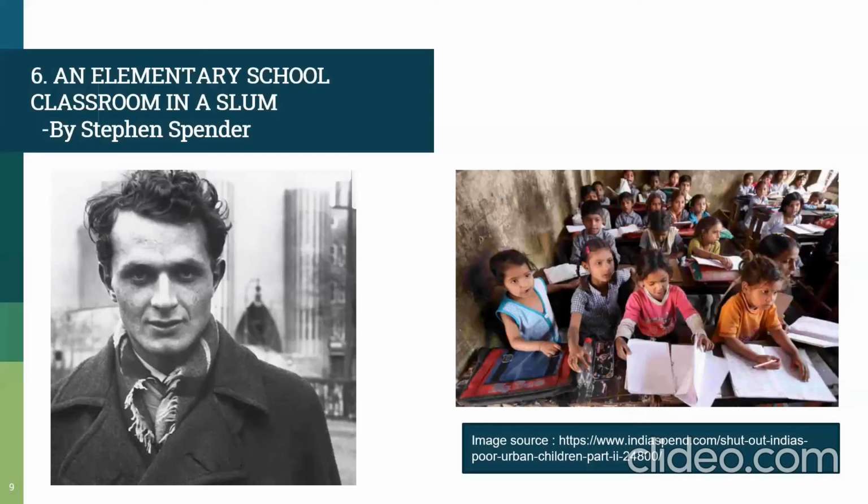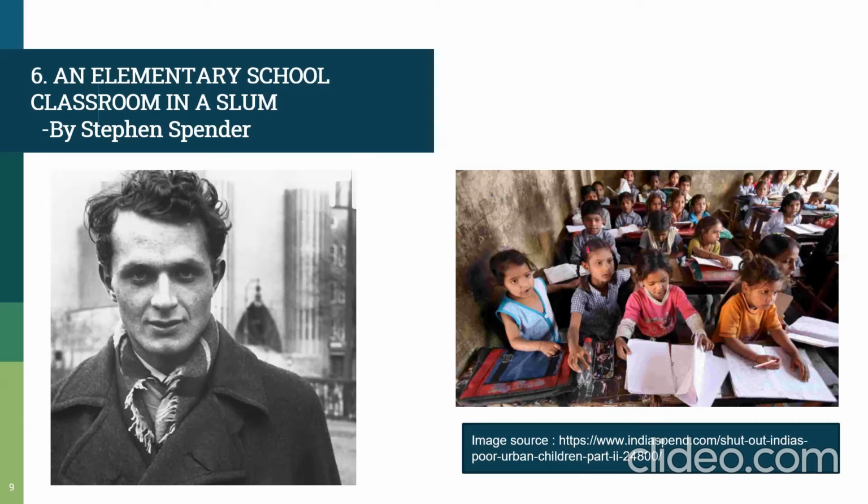It's a poem by Stephen Spender, a famous English poet, novelist, and essayist. This poem highlights the harsh reality of children who are living in poverty. The poem describes the lives of students in a slum school where they are surrounded by hopelessness and deprivation. The poet contrasts the bleak environment of the classroom with the dreams and the potential that these children have. But these potentials are very much limited due to the difficult circumstances.